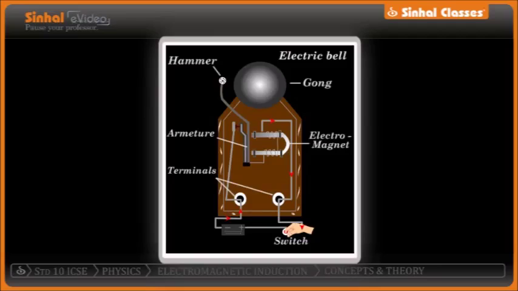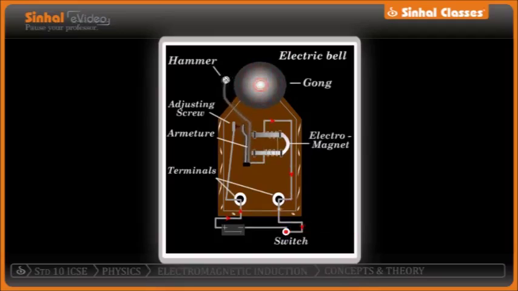Another way to explain the same phenomenon is that this armature is basically connected to a contact adjustment screw. The moment it gets magnetized, the hammer strikes the gong. But then because it has left its contact with the screw, it gets demagnetized, the circuit is broken. And when the circuit is broken, this armature again returns to its original position. Again the circuit gets completed.